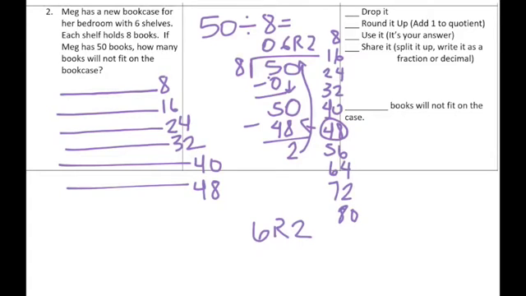So what does that mean? That means that she would fill up 6 of the shelves with 8 books, but then there would be 2 books left over. The question is asking us, if she has 50 books, how many books are not going to fit on the bookcase?